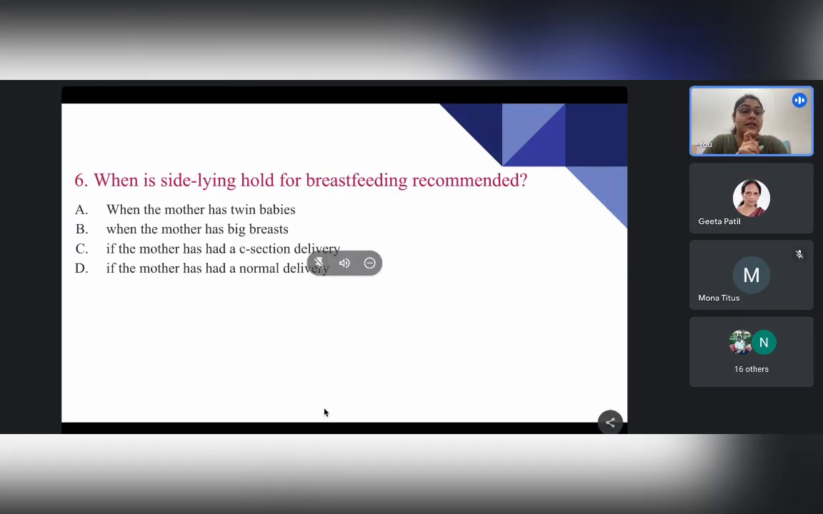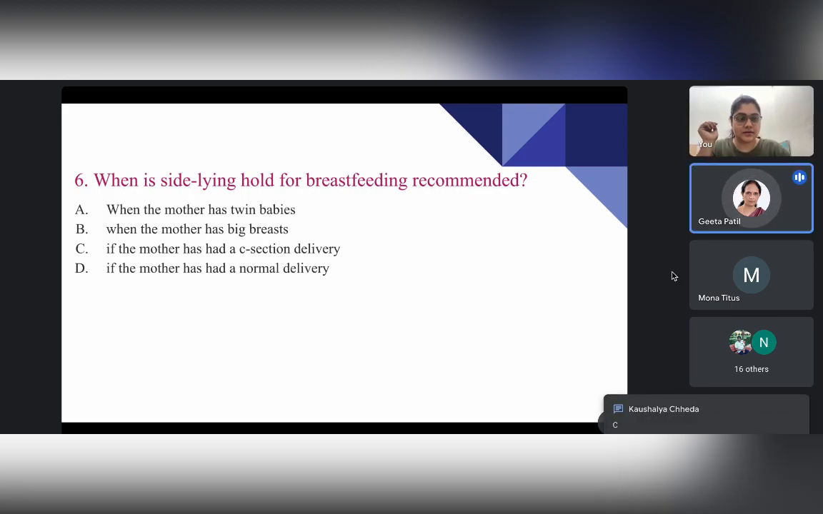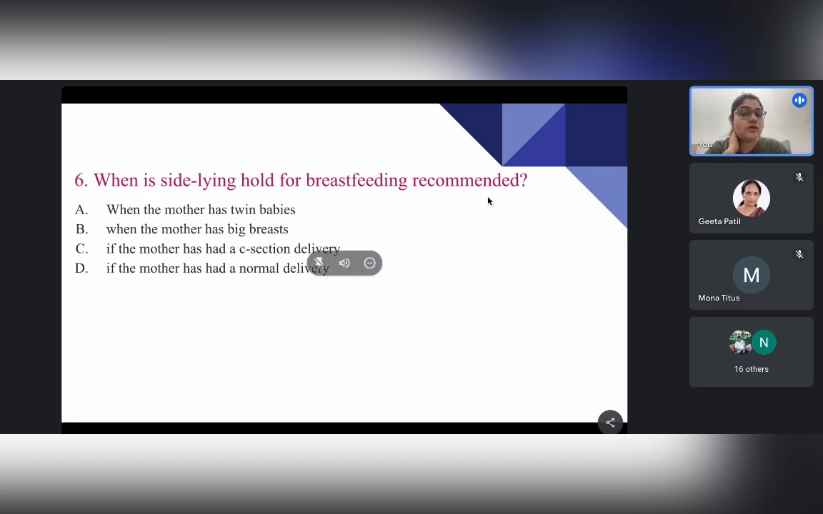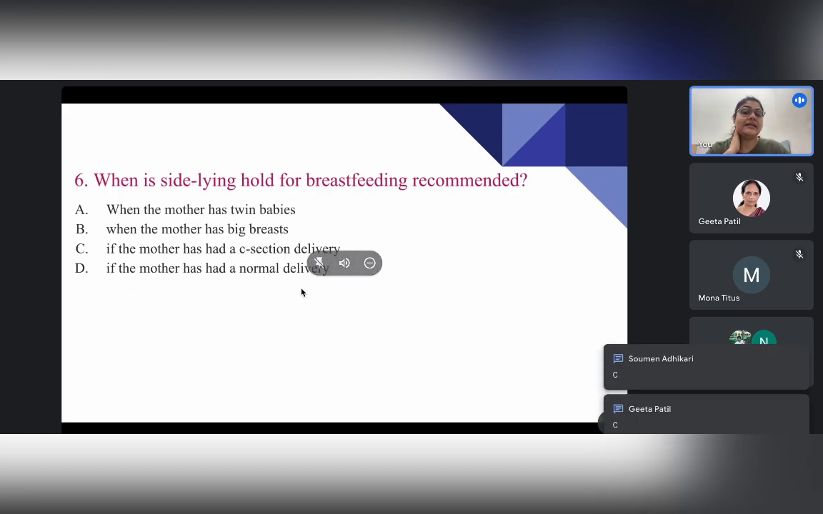So we have learned about the cross cradle hold, the cradle hold, the football hold, right? Now we are moving on to something called the side lying hold. Yes, Dr. Patil, you have anything to say? No. I think mother who had a cesarean section delivery. Yeah, yeah. Okay, so we'll move on to this question. So, when is side lying hold for breastfeeding recommended, right? The options say when the mother has twin babies, when the mother has big breasts, if the mother has had a C section delivery, and if the mother has had a normal delivery.